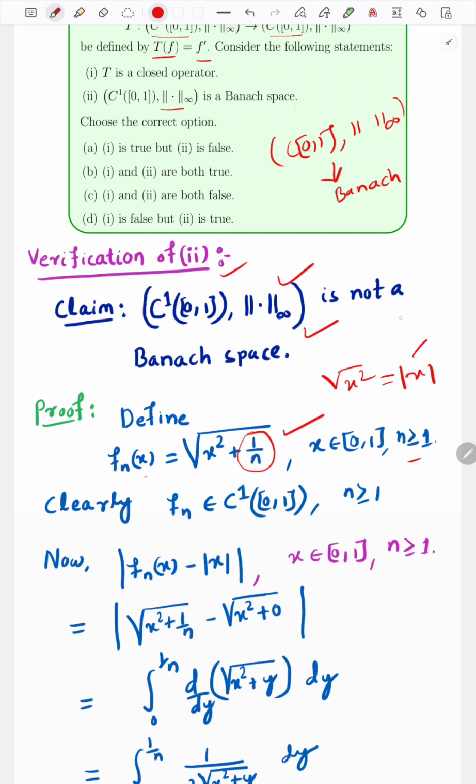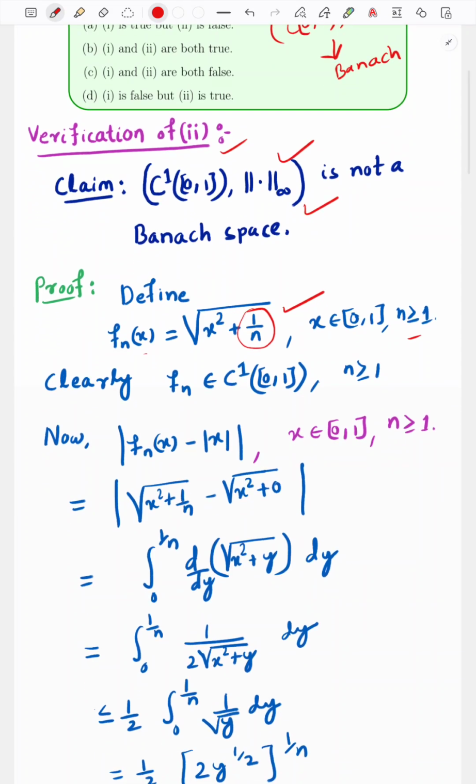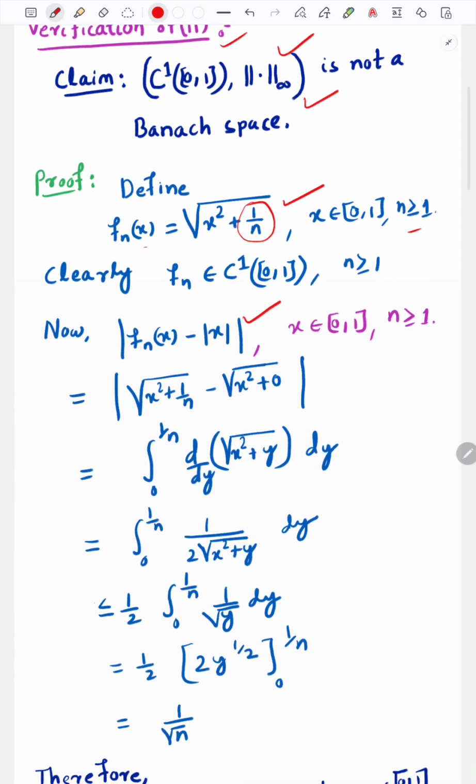But this function is not differentiable. We are taking here the limit in the pointwise sense, but we have to show that the uniform limit also exists, and the uniform limit is equal to mod x, but mod x does not belong to C¹, therefore this set C¹ is not closed. Okay, it is our target, but from the intuition, the pointwise limit we are getting is mod x, but we have to show the uniform limit. So let us proceed to prove how the uniform limit is equal to mod x. So we start from this expression, modulus of fn x minus mod x.